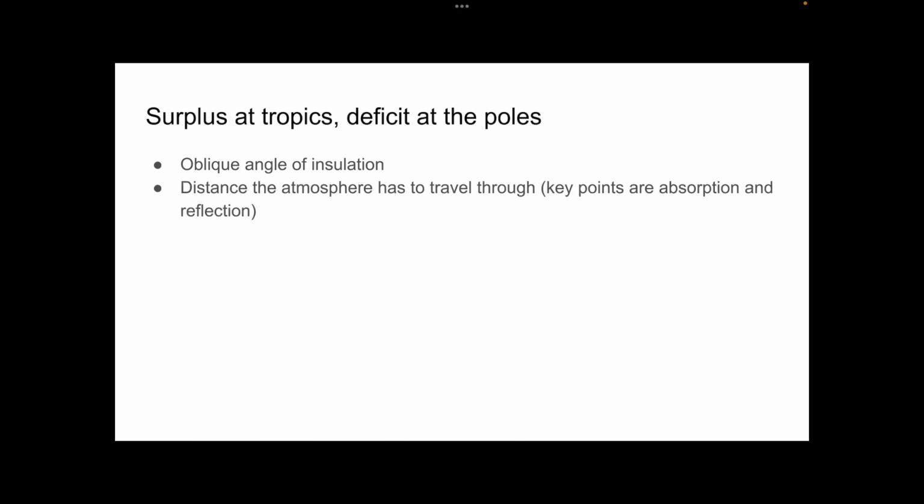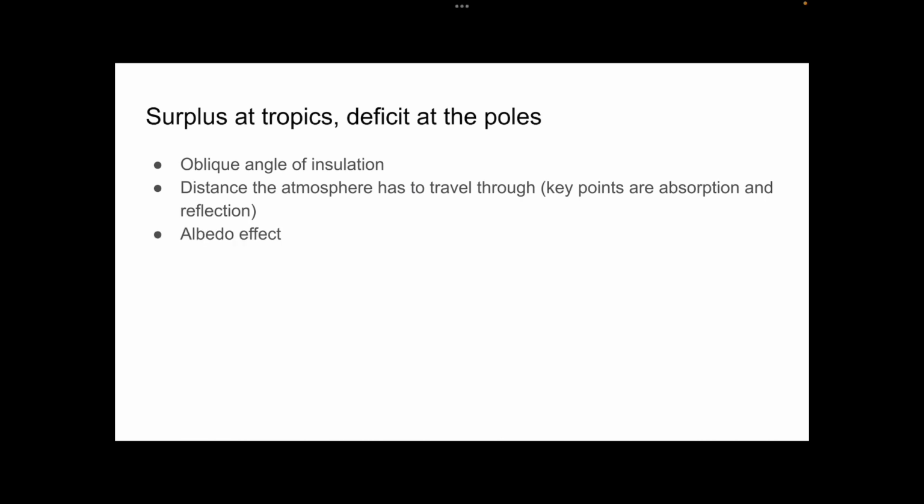Then secondly, the distance the atmosphere is to travel through. Now, one of the key things from marking this is that it's all about absorption and reflection. It's not necessarily that there is less atmosphere to pass through or less distance to travel through, but the key thing you need is that the sun's rays have less atmosphere to pass through at the tropics, so less energy is lost through absorption and reflection by the clouds, the gas and the dust. The key thing, like I say there, is the absorption and reflection.